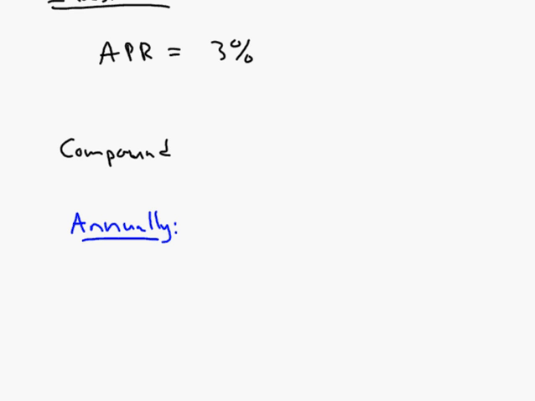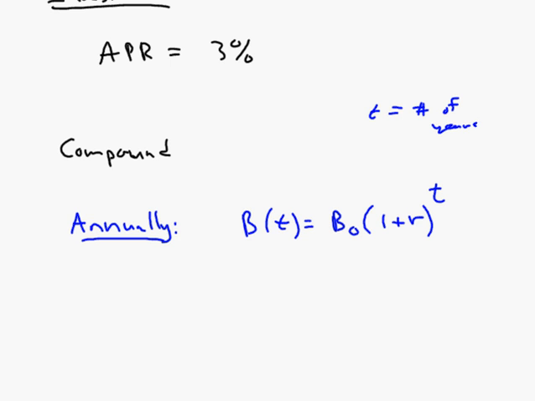So if you're going to compound annually, your balance as a function of time is always your starting balance. When you see this notation B sub 0 or B naught, that means it's the initial balance, multiplied by 1 plus the rate, or the APR, to the T. I'm saying annual. We're just going to let T be in years for all of these questions. So just make a note of that. T is going to be the number of years.